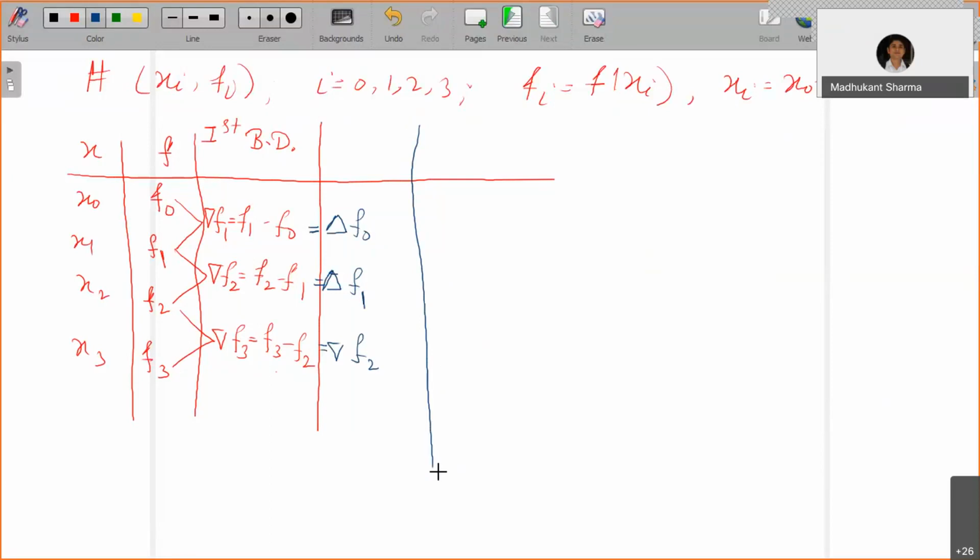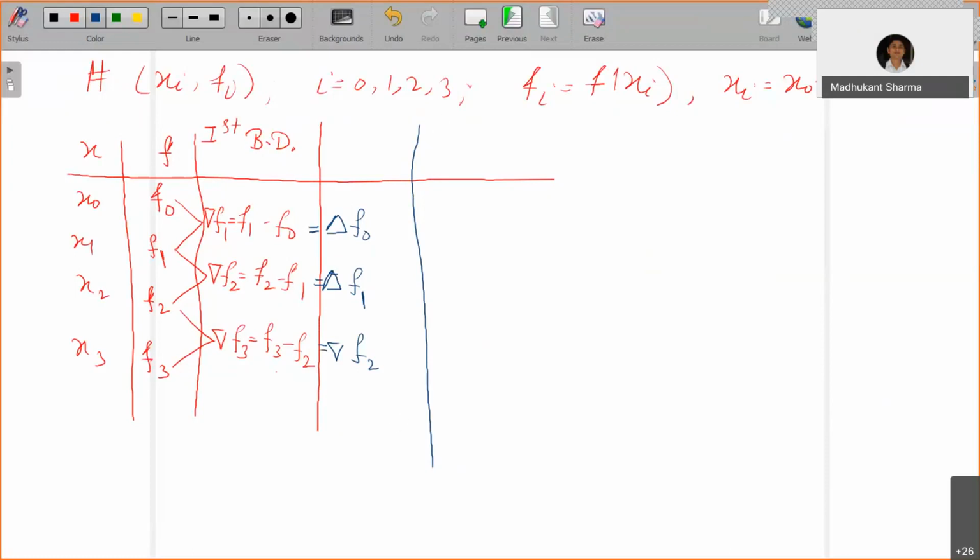Right? Means you're doing the same thing, only the notations are changing. Okay? Right. So one table you are going to construct, and that you can treat as either a forward difference table or a backward difference table. Only one table needs to be constructed. So first column is clear.